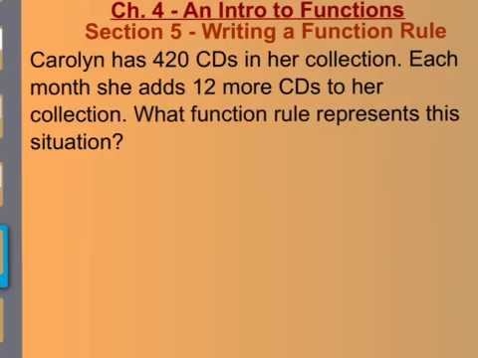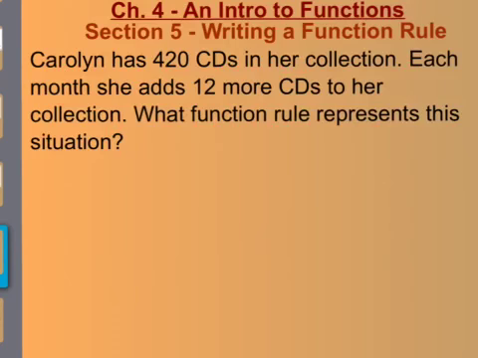Chapter 4, Section 5, Writing a Function Rule. So copy down the following word problem. Carolyn has 420 CDs in her collection. Each month, she adds 12 more CDs to her collection. What function rule represents this situation?